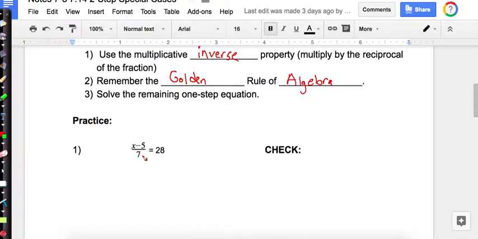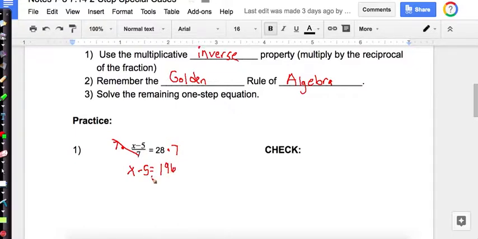So number 1 says x minus 5 divided by 7 equals 8. So we want to get rid of that 7. The opposite of dividing by 7 is multiplying by 7. So we're using the multiplicative inverse property, because when this fraction's on the bottom, it's like saying 1/7. So 7 times 1/7 is just 1 in disguise. So we bring down our x minus 5. And 28 times 7 is 196.